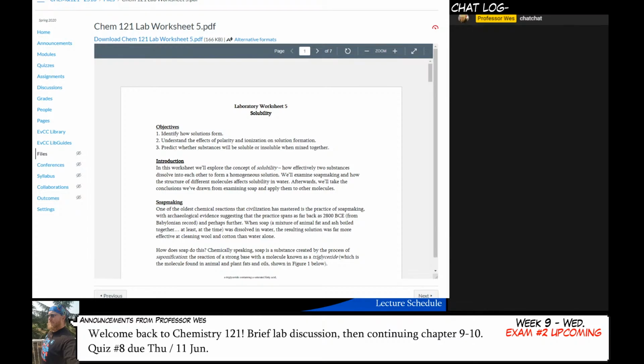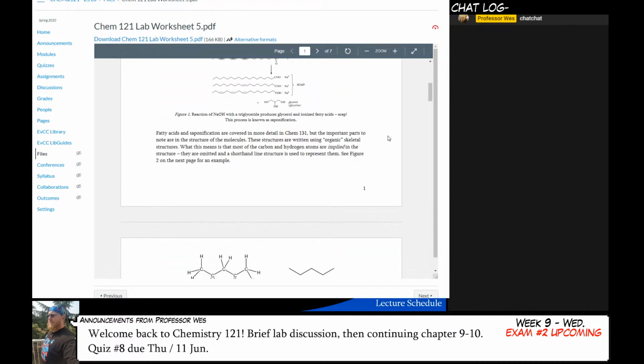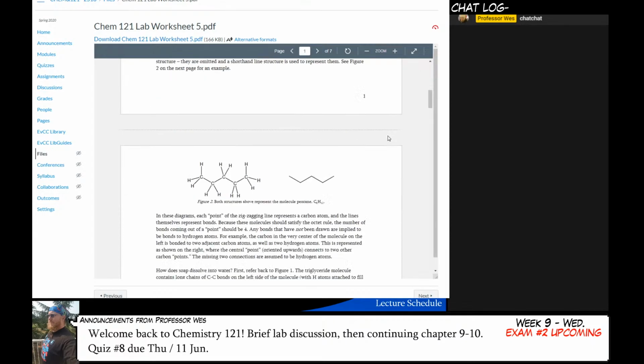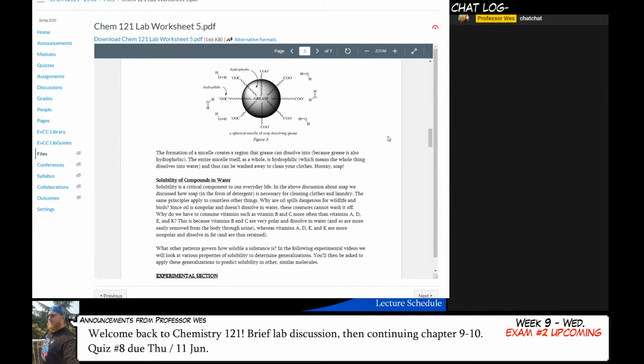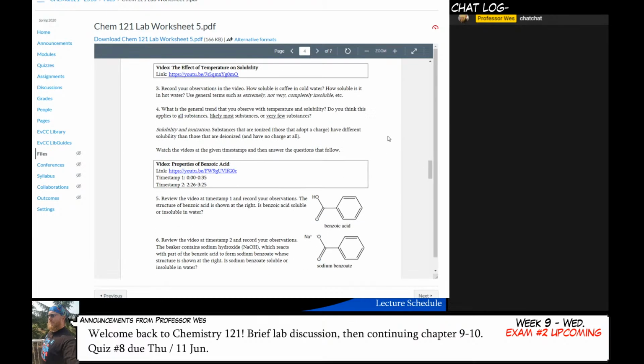Alright. So the lab worksheet number 5, it is now available. You should be able to see it. I opened it up this morning. I forgot to do it last night. But lab number 5 is basically a bunch of videos talking about solubility. And it looks scary. There's all these organic molecules. Look at all these pictures.